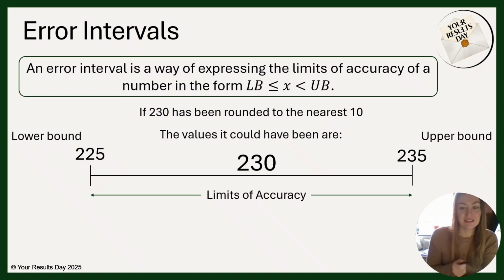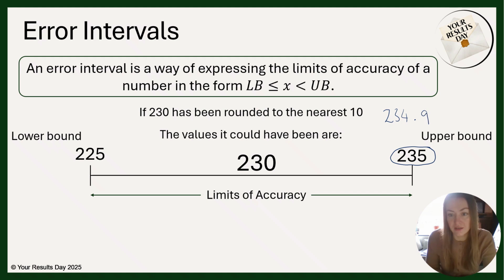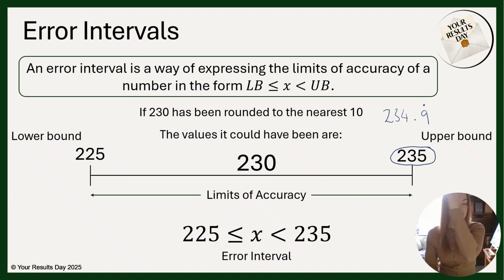So let's just go back to this limit of accuracy, and you will notice one thing, and that is that I've changed the upper bound to 235 instead of 234.9. And we've just looked at the fact that that's not actually correct, because 235 would round to 240. So we know that's not right, but the limit of accuracy has a solution for us, and that's the way we write it.